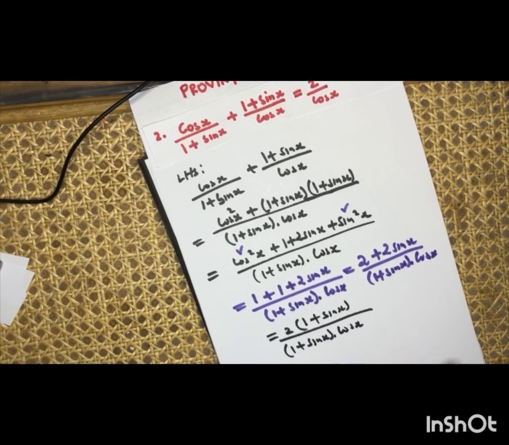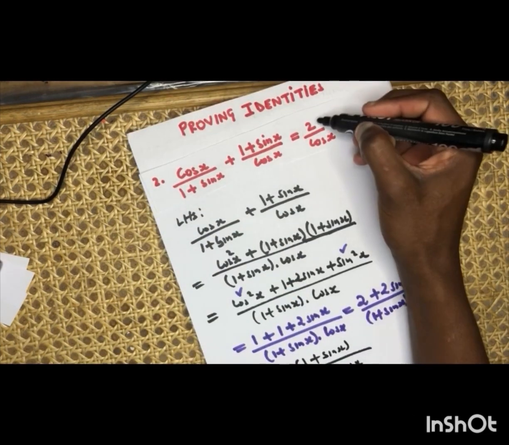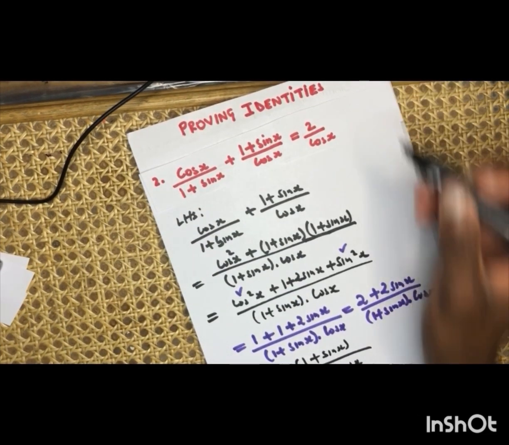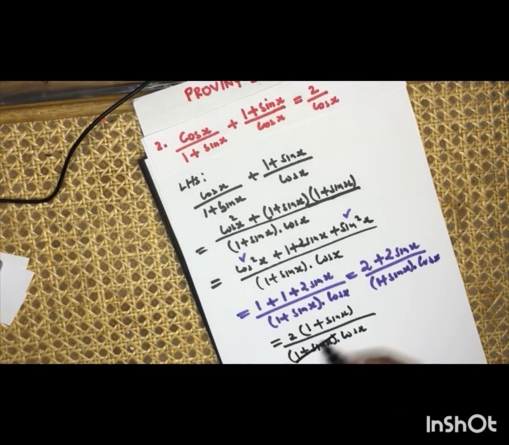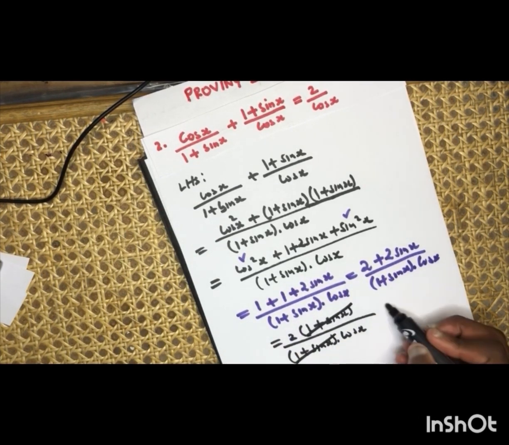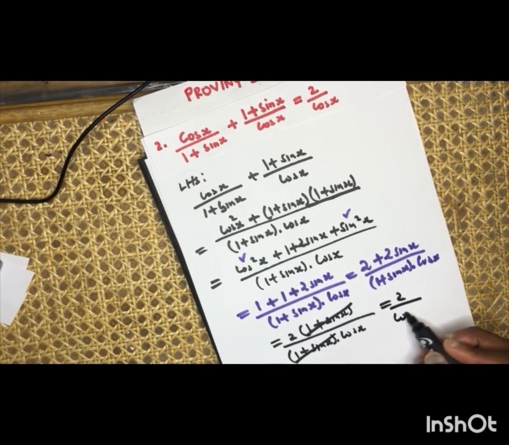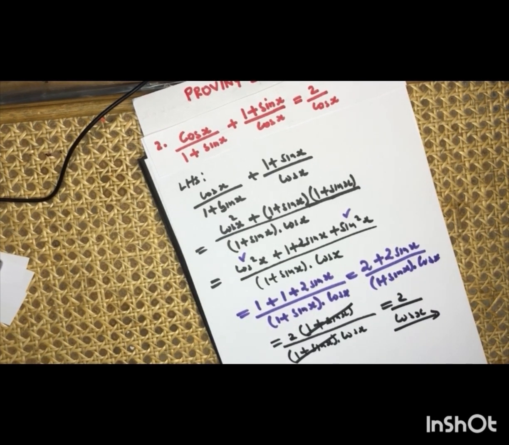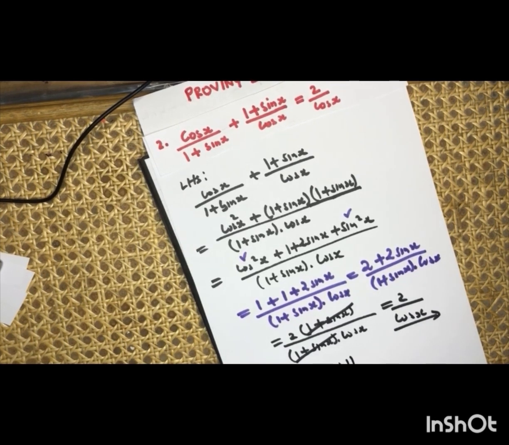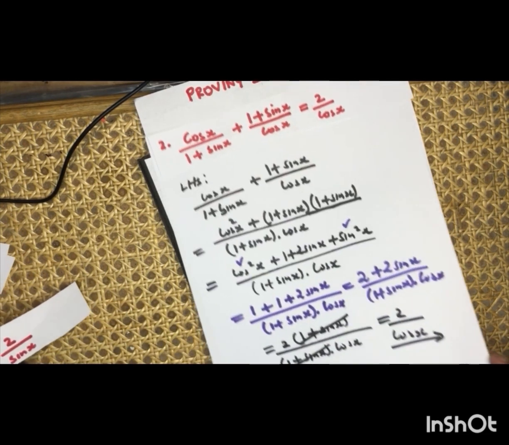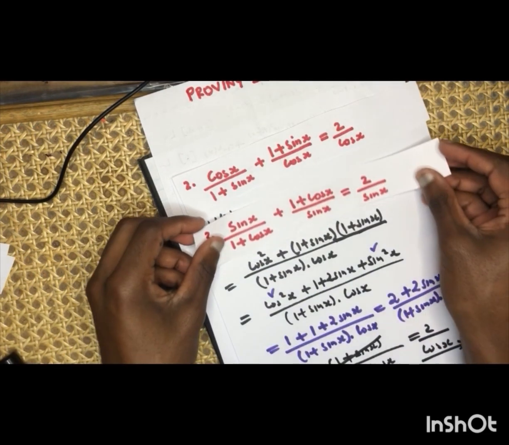Can you see that what we want is 2 over cos? So this one is going to cancel this one. Now we are left with 2 over cos x. So that's your final answer. Now we can conclude that left hand side is equal to the what? To the right hand side. So I do believe in you that it's easy now.